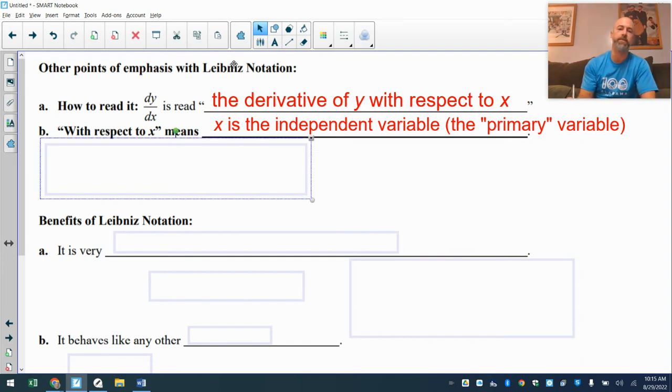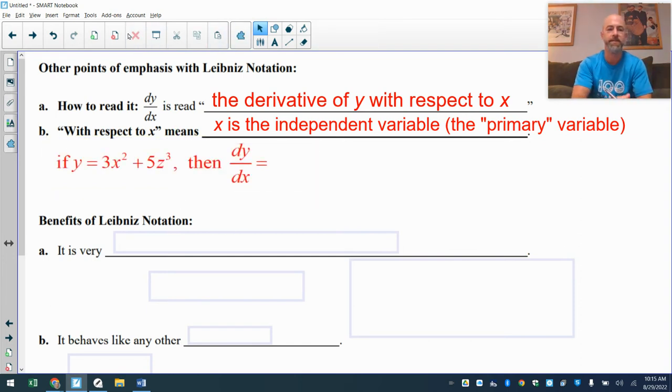And a quick explanation of what I mean by that is, let's consider the equation y equals 3x squared plus 5z cubed. I am finding the derivative of y with respect to x. That means that x is my independent variable, and when you're doing the derivative of the independent variable, you just do your normal derivative. So the derivative of y with respect to x, well, the derivative of 3x squared is 6x. Nothing too tricky there.